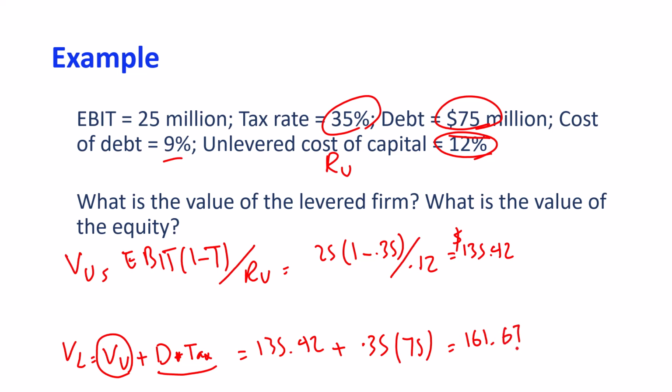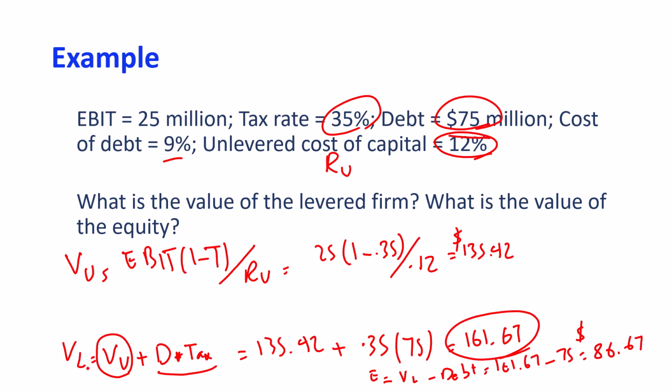161.67. This is the value of the firm, and equity is simply value of the levered firm minus debt, which is 161.67 minus 75, which should be 86.67. Again, to find the value of the levered firm, you need to calculate the value of the unlevered first, and then add the present value of the tax shield.